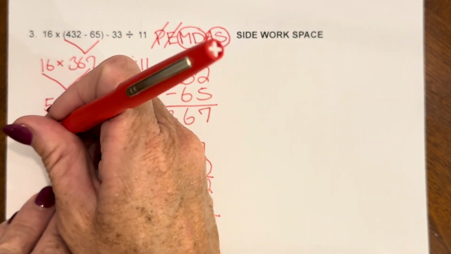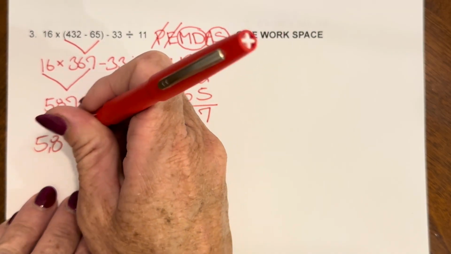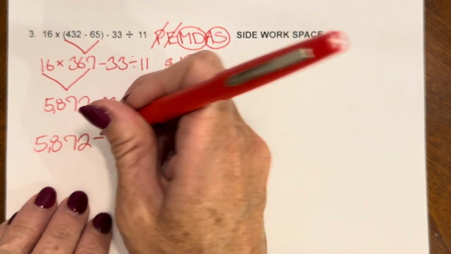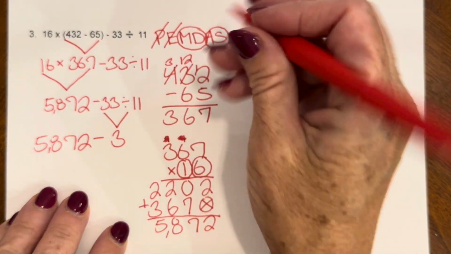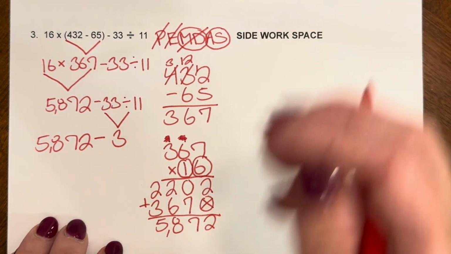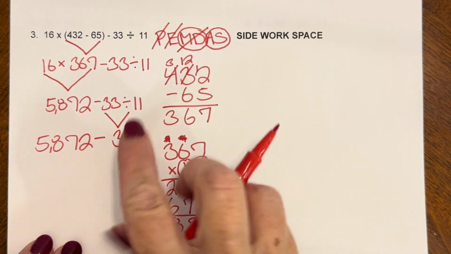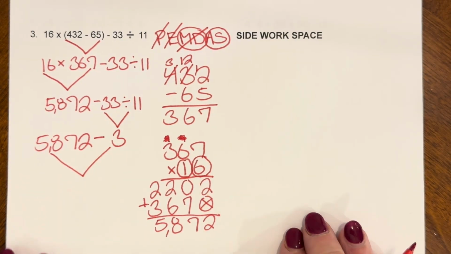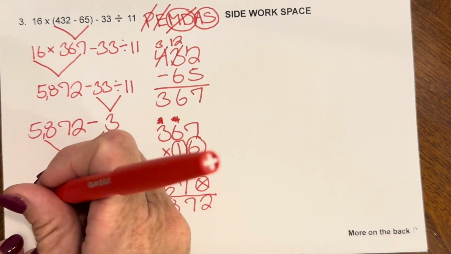Okay, so I'm going to copy everything else down. Do I have any more multiplication or division? No. Do I have any addition or subtraction? Yes, right here. And I probably want to work that out.